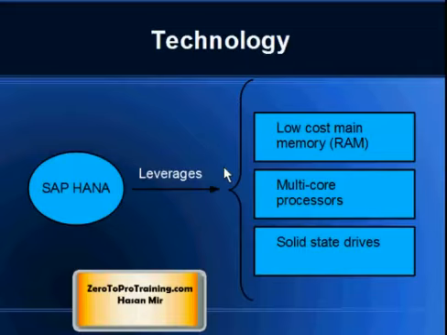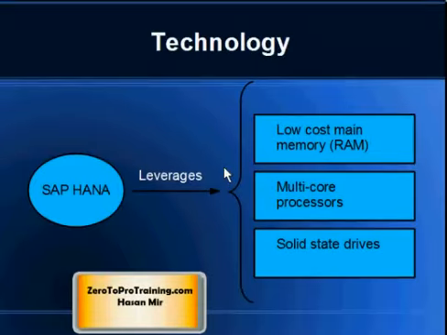So we understand that in-memory database like SAP HANA is very fast as compared to the traditional databases. So where does all this performance come from? So SAP HANA leverages these available pieces of technologies to achieve the performance. Low-cost main memory that we call RAM, random access memory. So it leverages RAM, and also it leverages multi-core processors. And finally, solid-state drives. Solid-state drives have become very popular these days. They don't have a spinning mechanism as such in them, so data is accessible almost immediately. They are obviously more expensive than the traditional drives.